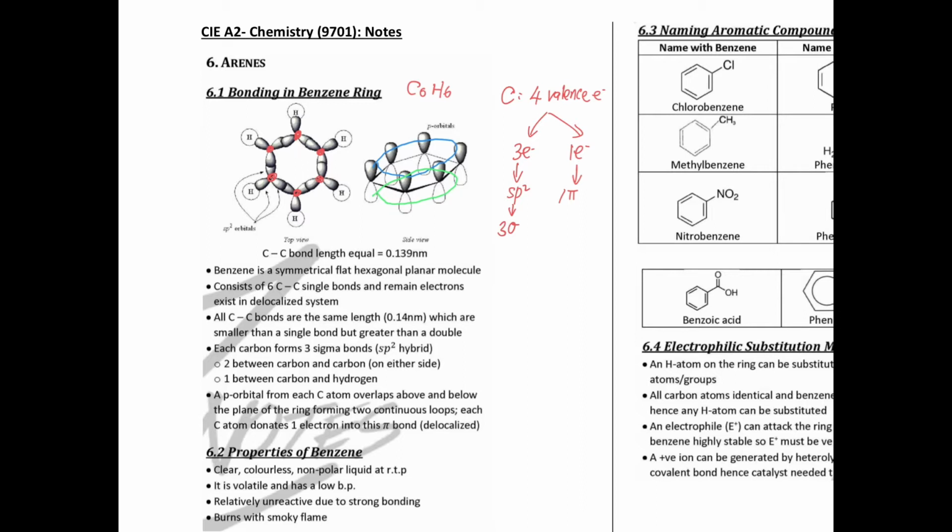Okay, and it's above and below based on the notes here, forming 2 continuous loops. The first loop is the blue one on top. The second loop is the green one at the bottom. Each carbon atom donates 1 electron into the pi bond, delocalized. That means there are 6 carbon. 6 carbon means 6 delocalized electrons in the benzene molecule.